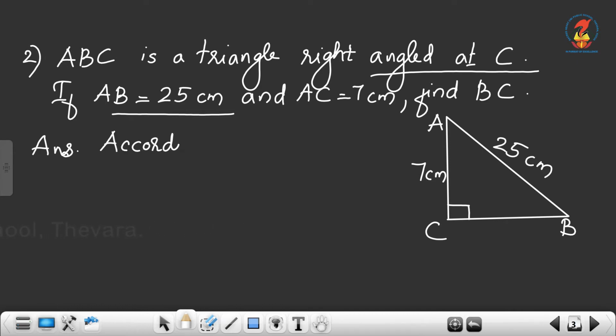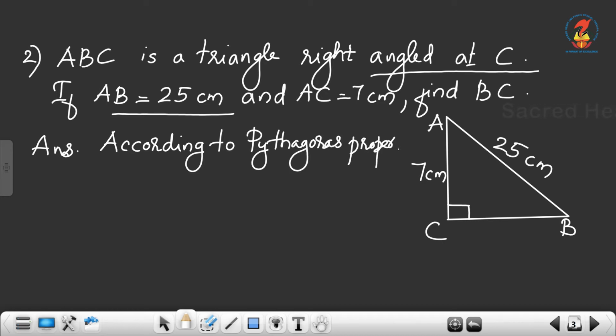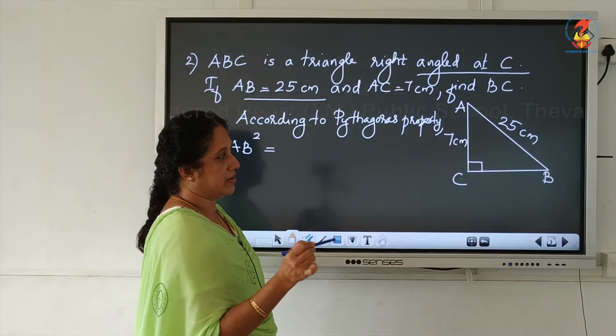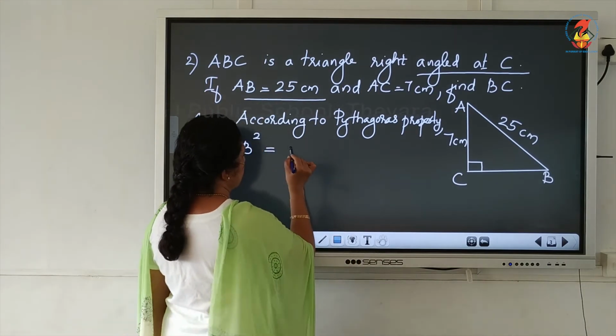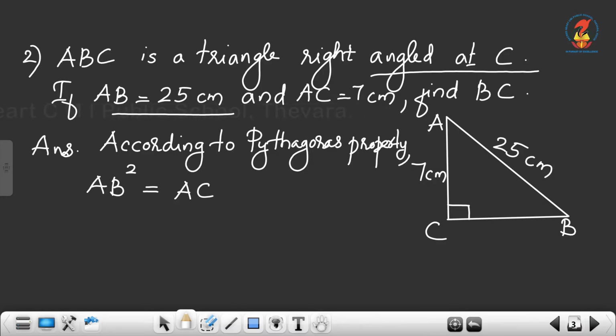According to Pythagoras property, square on the hypotenuse is equal to sum of the squares on its legs. So, the hypotenuse is AB, therefore, AB square is equal to the sum of the squares of the other two sides. So, AC square plus BC square.